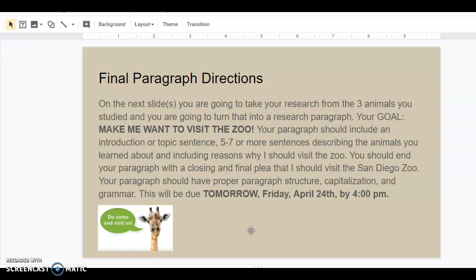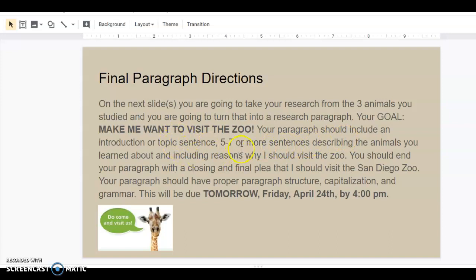You should have, remember those topic sentences like you did for your intro of your research on your country report. So think about it that way.